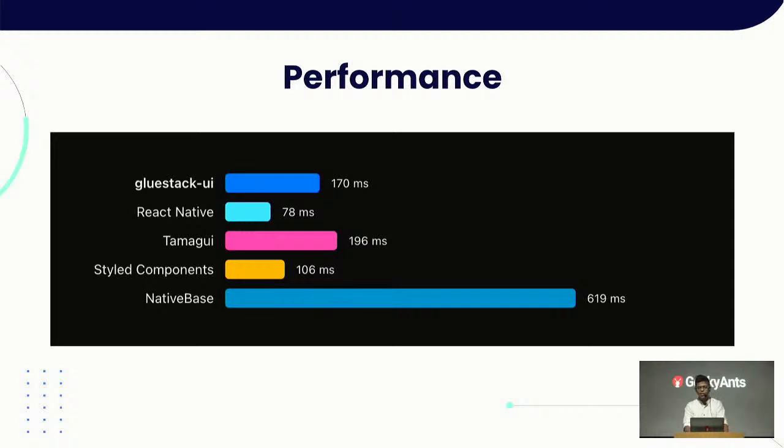So native base takes, as you can see, a lot of time. This was one of the main reasons why we didn't want to go with the same approach we did with native base, and we wanted to change the architecture to make it as fast as possible. As you can see, if you use gluestack-ui as it is, it comes to around 170 ms.